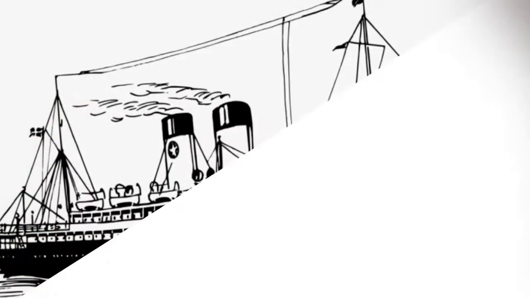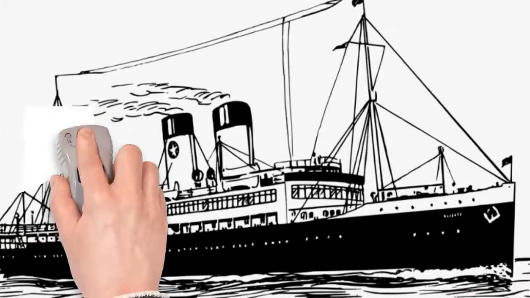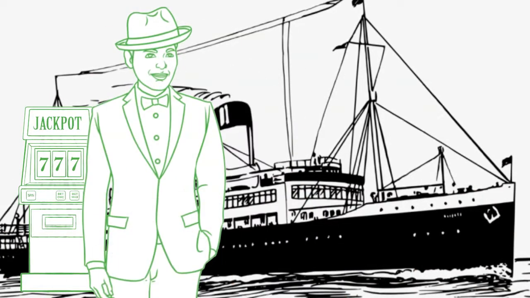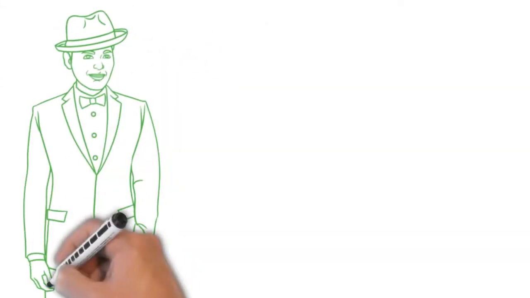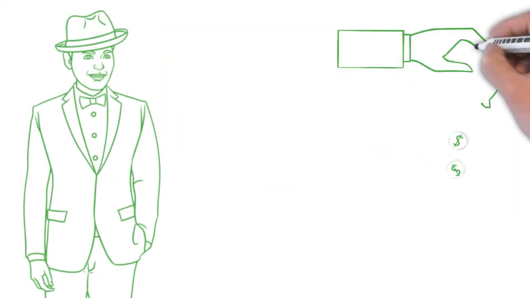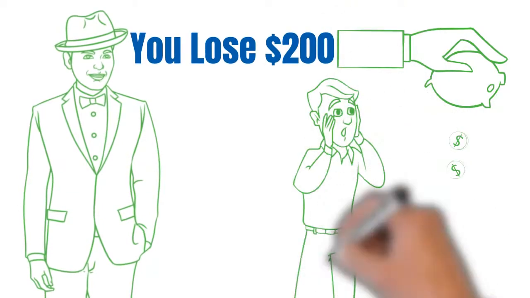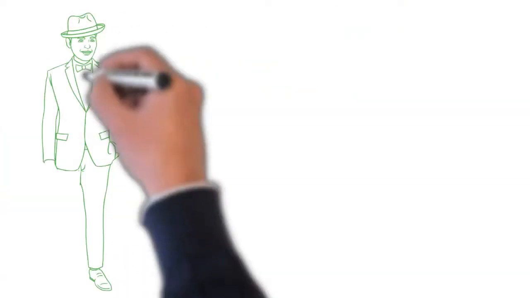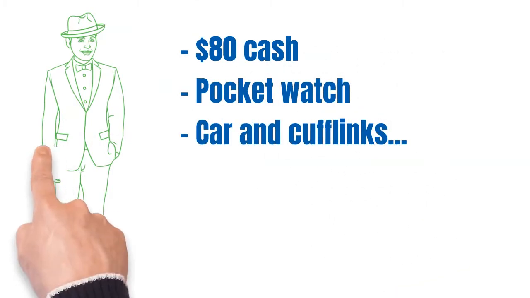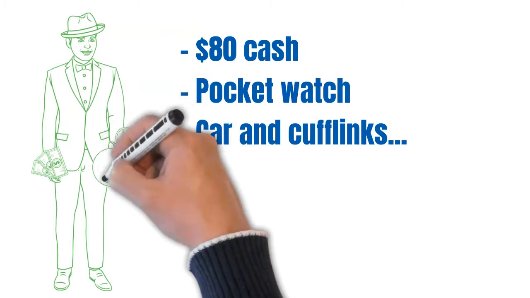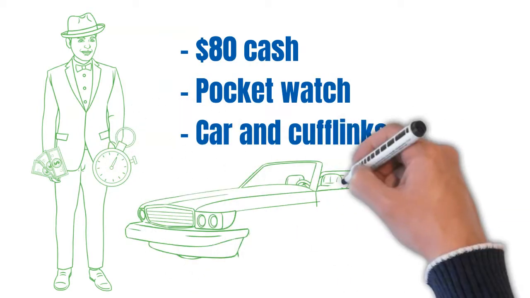Think of it this way. Say you're an old-timey gambling man on a casino steamboat. You arrived with a fedora and a dream. But you're not a good gambler per se, so you end up losing $200. Hey, it's the black and white old days. That's a lot of dough. You have $80 cash and a pocket watch on you, worth maybe $20. You also own a car and some nice pairs of cufflinks back home, worth well over the $100 debt remaining.